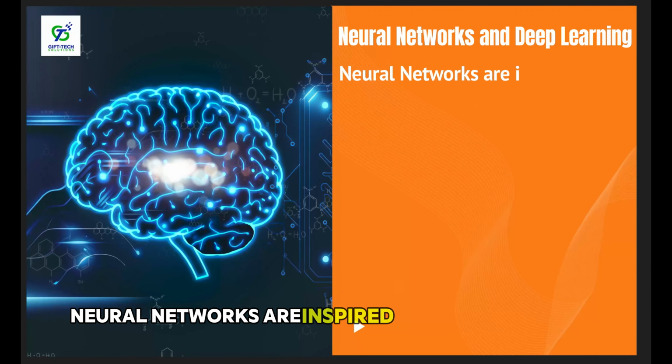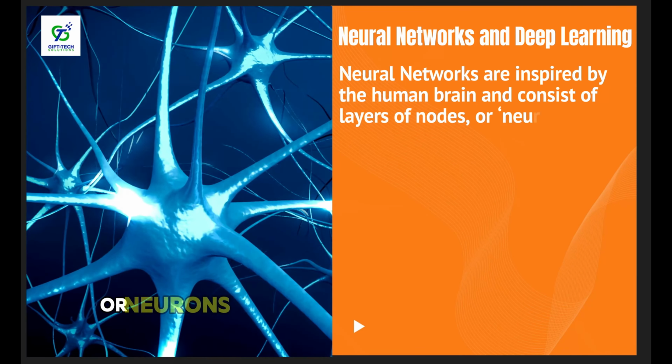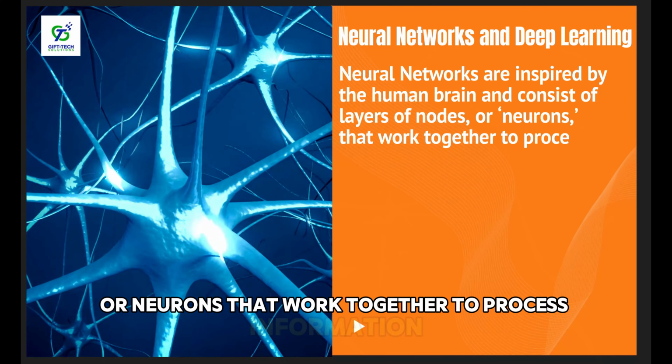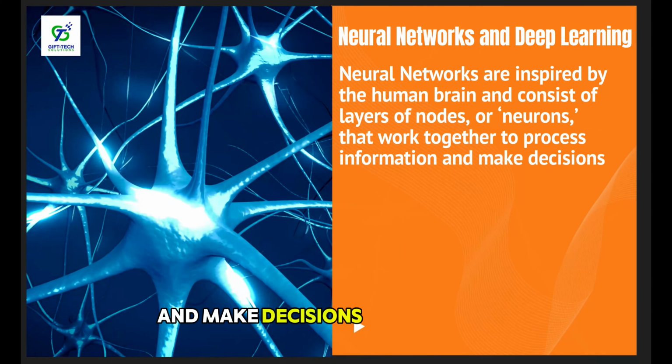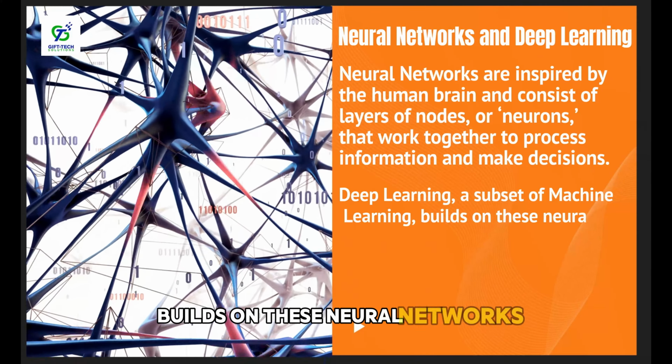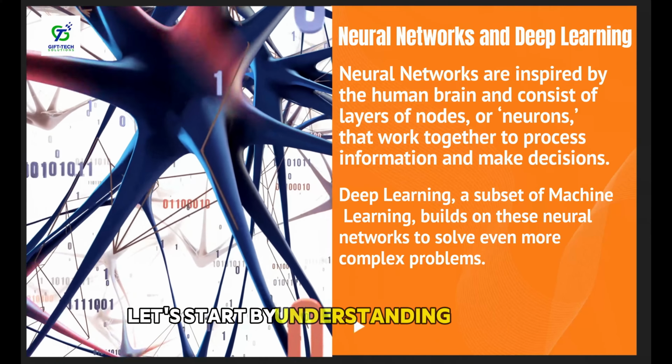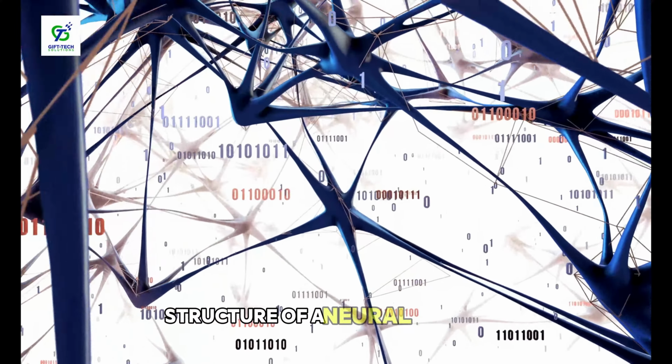Neural networks are inspired by the human brain and consist of layers of nodes, or neurons, that work together to process information and make decisions. Deep learning, a subset of machine learning, builds on these neural networks to solve even more complex problems. Let's start by understanding the basic structure of a neural network.